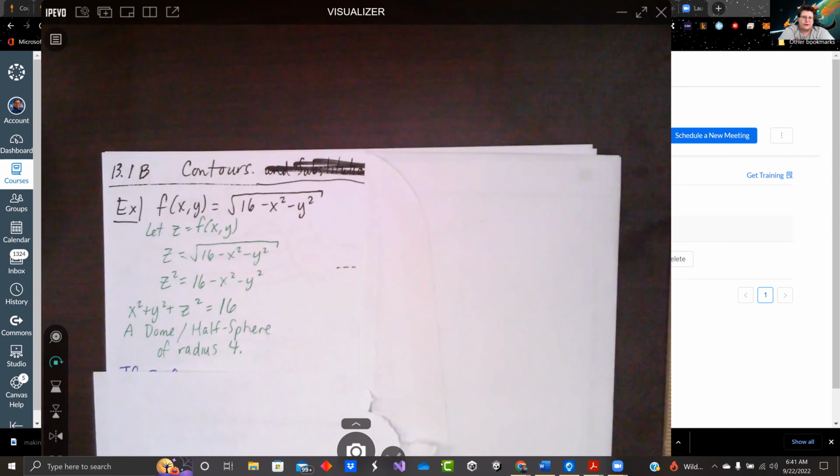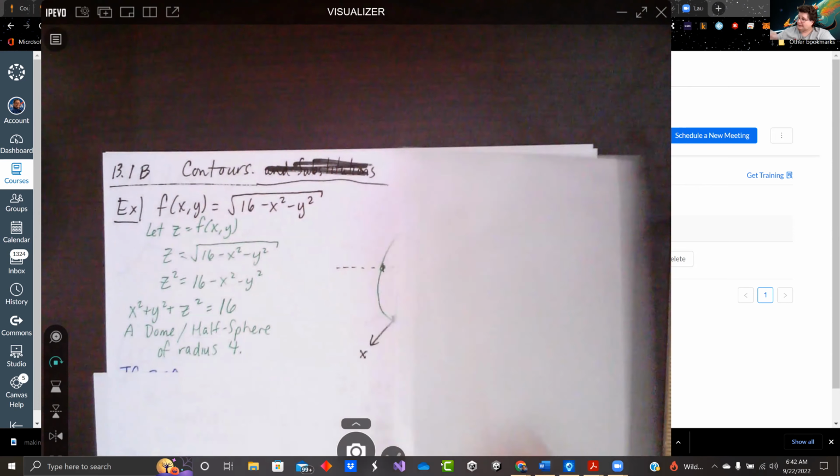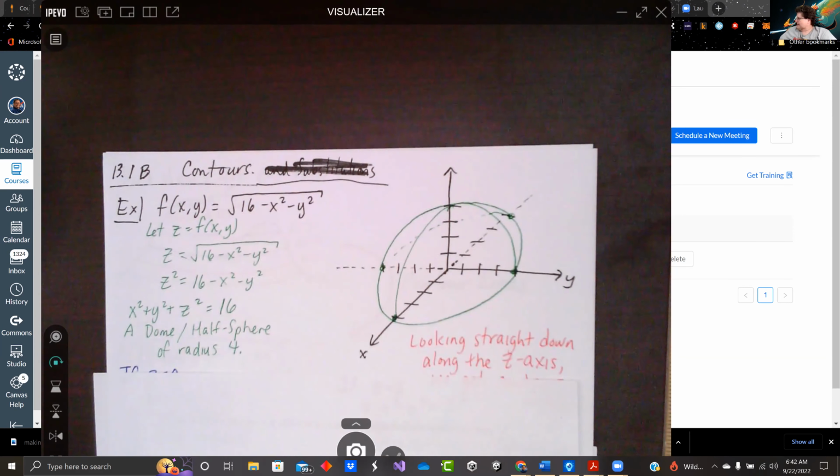To lead into it, I'm going to start with the example f of xy equals the square root of 16 minus x squared minus y squared. What we're going to do is let z equal f of xy, and figure out what we get. We could square both sides and collect all the variables on the left side. We get x squared plus y squared plus z squared equals 16. This would be a sphere of radius 4, but since f of xy was the square root, it's just the positive half. There's no negative z here. So we get a picture like that. And that's old. We did that in chapter 11.